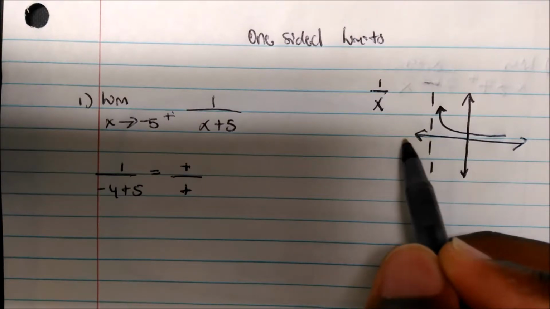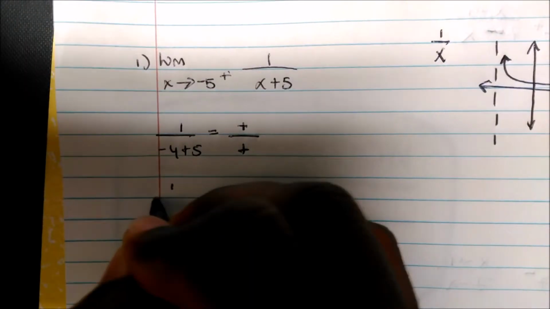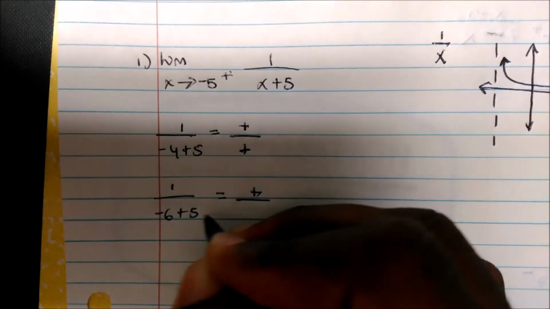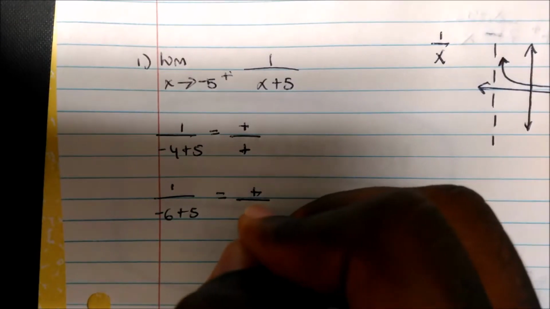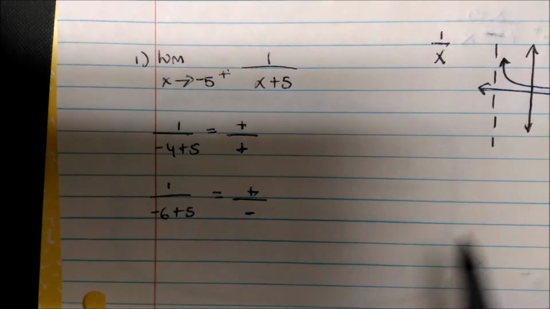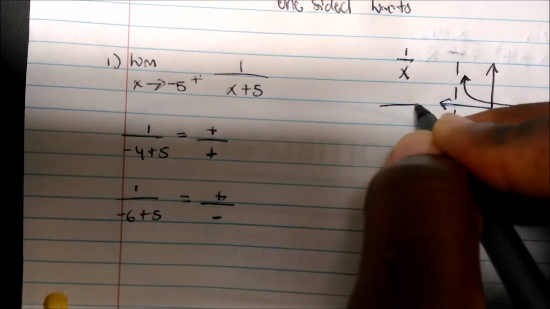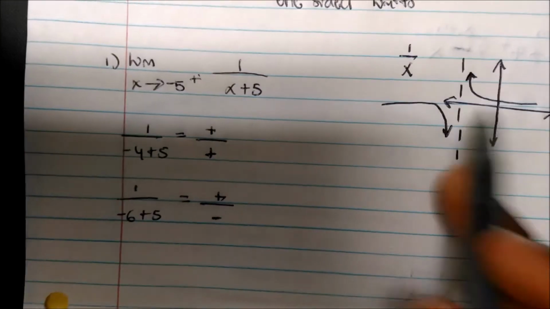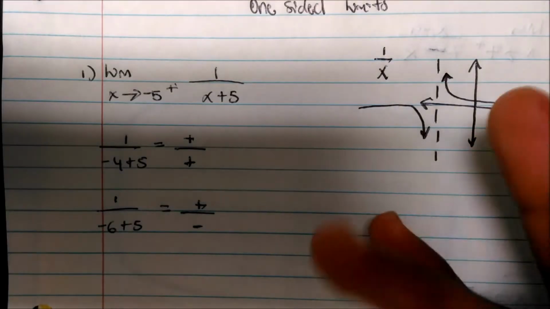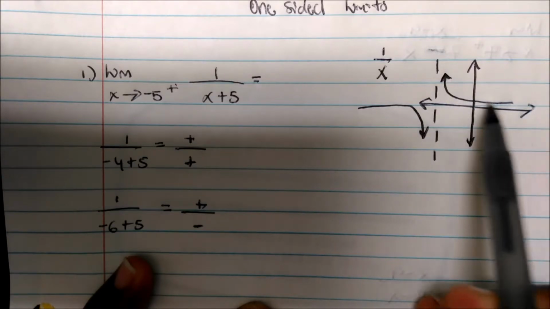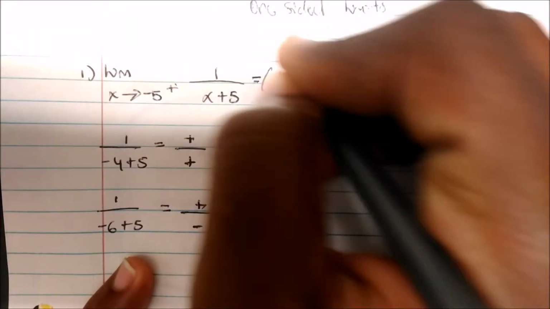Let's plug in some numbers over here to the left, right? So this is negative 5. Let's plug in negative 6. 1 over negative 6 plus 5. 1 is always positive. Negative 6 plus 5 is going to give me a negative 1, so that's negative. So coming from the left, it will go down to negative infinity. That's what this tells me. Right? So then now I could just go ahead and answer my question. As x approaches negative 5 from the right, it's going to be positive infinity. So certainly knowing how the graph looks is very important.